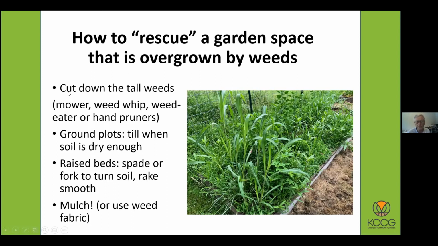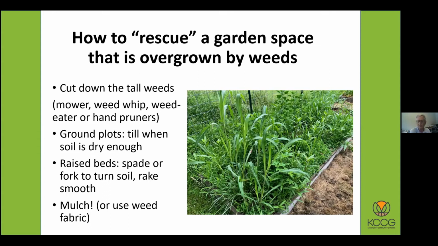In raised beds, after you cut down the weeds and then hopefully mowed them, or use the weed eater, in ground plots, you can till the soil when it's dry enough. In raised beds, if you remove all that top growth, then you can rake it off and then spade it, or use a fork to turn it over and then rake it smoothly.